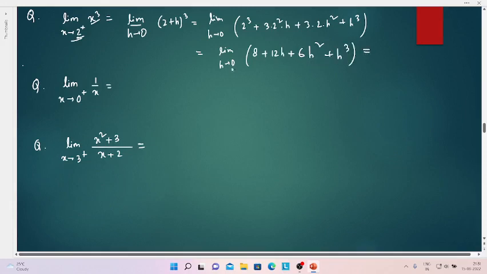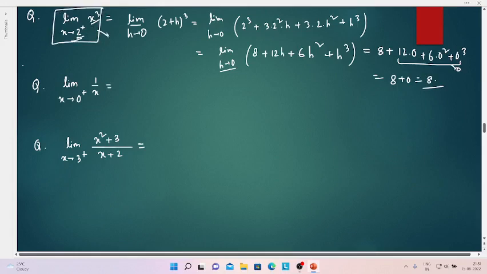Now you can substitute the value of h, where h tends to 0, I mean h equals 0. So it will be 8 plus 12 times 0, plus 6 times 0 square, plus 0 cube. That total part is equal to 0, and it will be 8 plus 0, I mean 8. So the value of this particular right hand limit is actually 8.